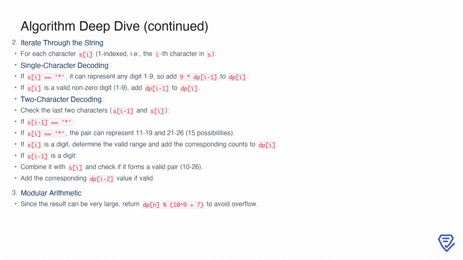As we iterate through the string, we calculate dp[i] for each index based on the current character and the previous one.